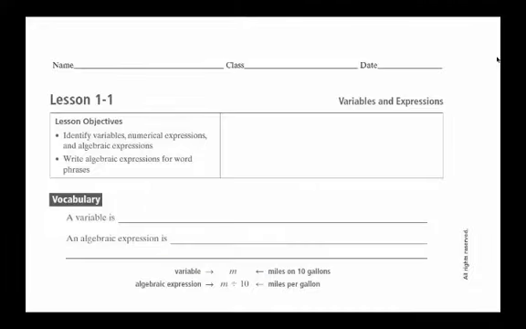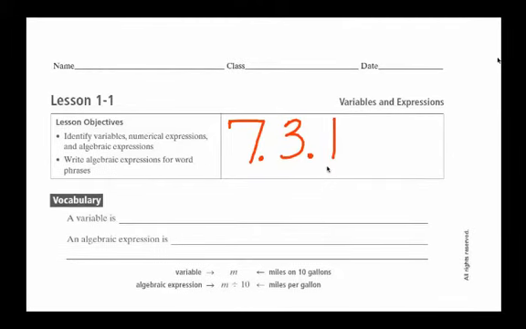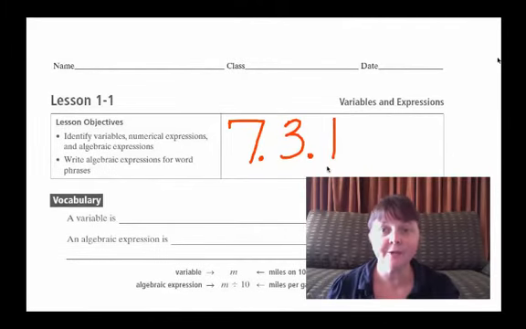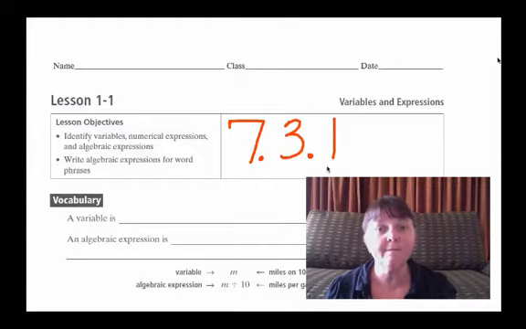We are going to always begin with our academic standard that we're studying today. The academic standard is 7.3.1. This Indiana academic standard is to use variables and appropriate operations to write an expression, a formula, an equation, or an inequality that represents a verbal description.